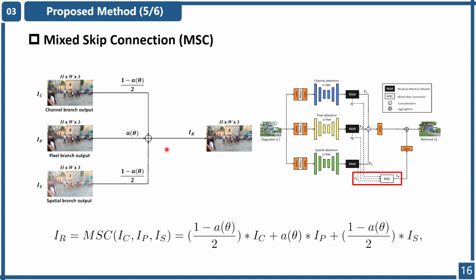The main pathway, which is the output image from the pixel branch network, is scaled by the parameter f theta. The other pathways, which are the output images from the channel and spatial branches, are scaled by (1 minus f theta) divided by 2. Consequently, the output residual image, IR, from MSC can be mathematically represented as here.